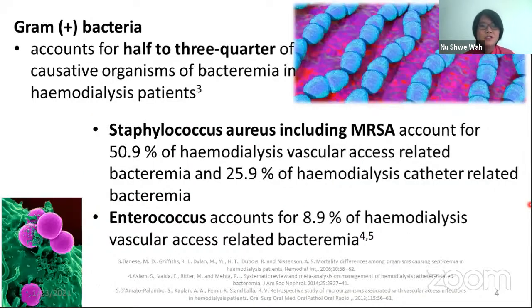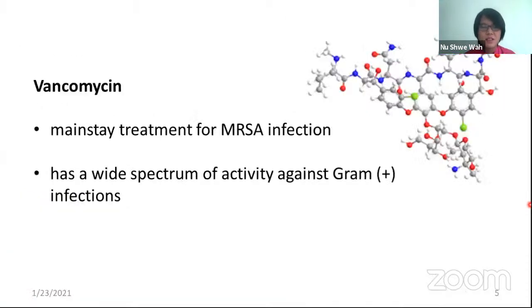There are many bacteria causing bacteremia in hemodialysis patients. Among them, gram-positive bacteria are the most common causative organisms, accounting for half to three-quarters of the causes. Staphylococcus aureus, including methicillin-resistant Staphylococcus aureus, accounts for 50.9% of hemodialysis vascular access-related bacteremia and 25.9% of hemodialysis catheter-related bacteremia. 0.9% of hemodialysis vascular access-related bacteremia was caused by Enterococcus.